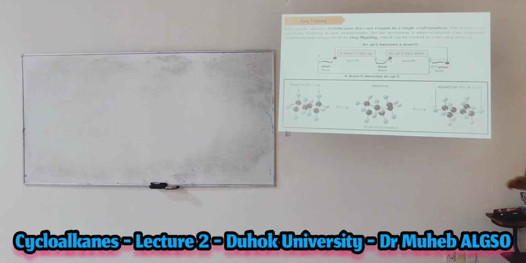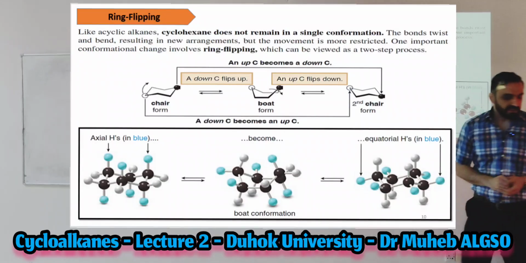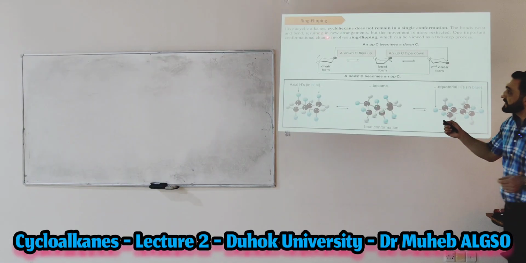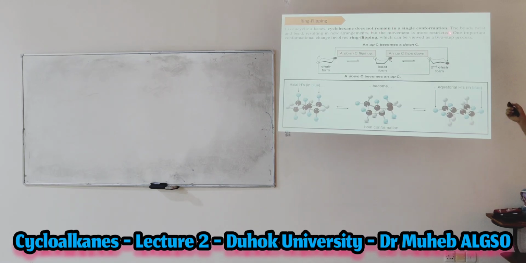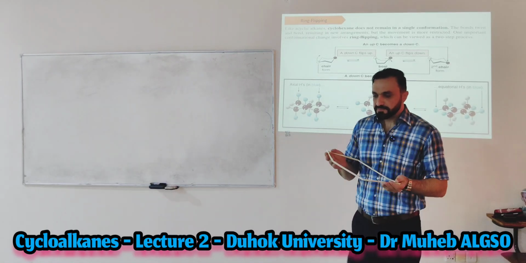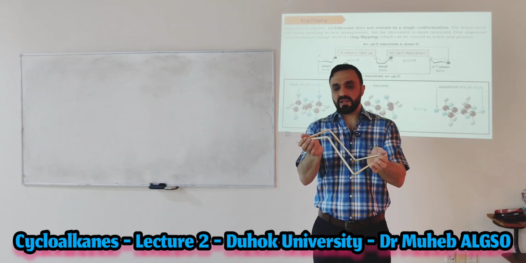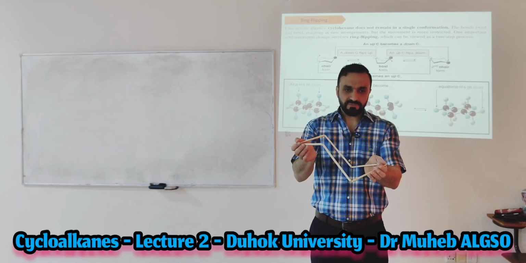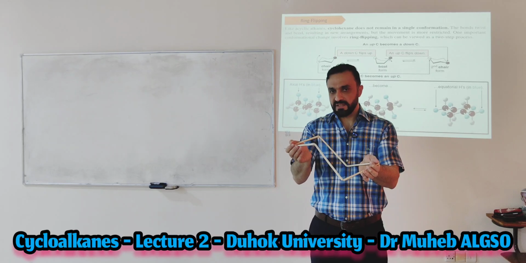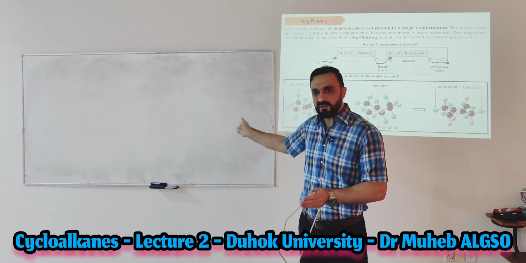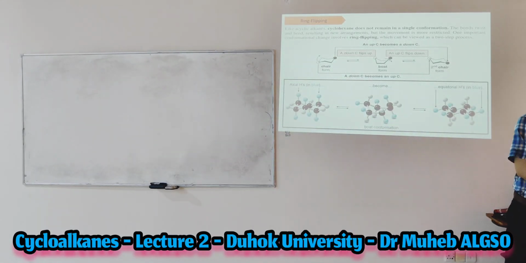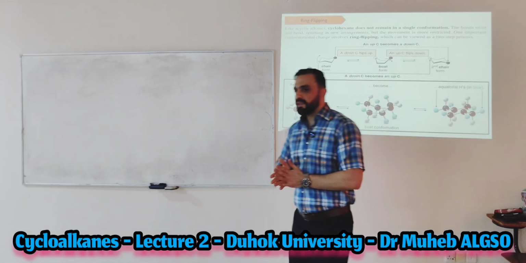This was about the last lecture, and we stopped here at ring flipping in cyclohexane. Like other cyclic alkanes, cyclohexane doesn't remain in a single conformation. As we said before, the chair conformation of cyclohexane does not remain fixed. We have conformations for the cyclohexane, as in the open-chain aliphatic alkanes. As we said before, for example, the ethane molecule.